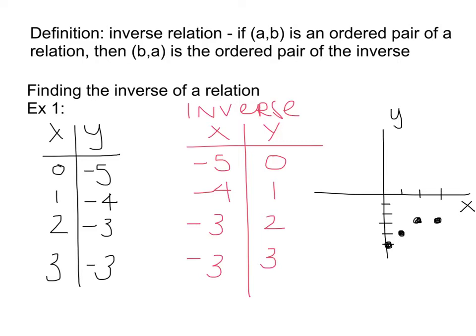Okay, now I'm going to graph the inverse in pink. So (-5, 0), (-4, 1), (-3, 2), and then (-3, 3). Okay, so when you graph a relation and its inverse, it's reflected over the y equals x line.